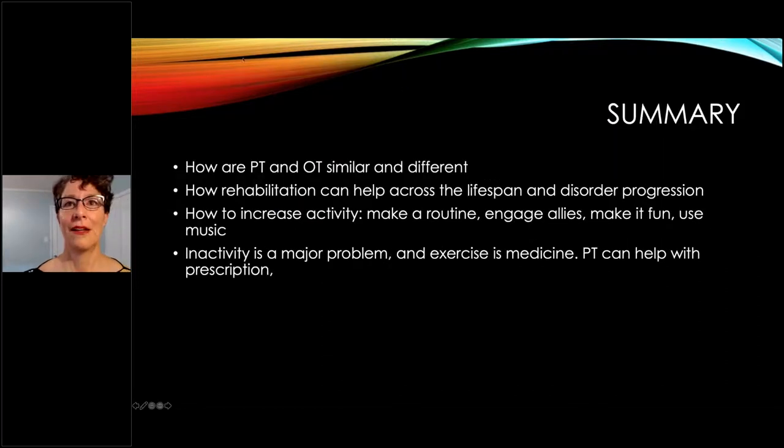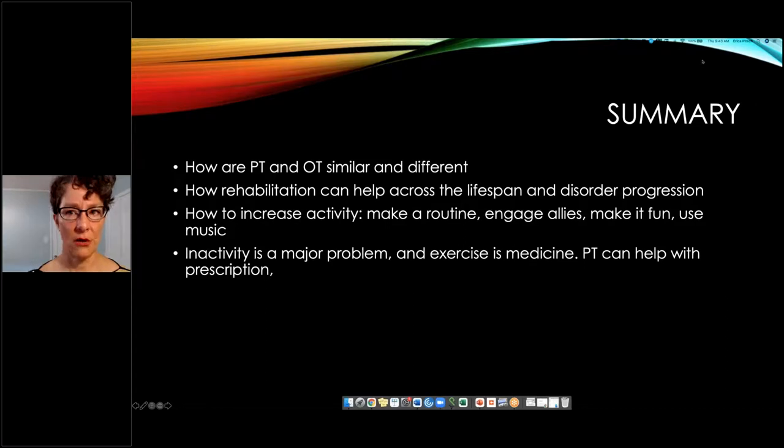Okay, whew. So I had to start speeding up there. So summary, we talked about how PT and OT are similar and different. Both are rehabilitation professionals, OT with activities of daily living, PT with functional mobility and level of independence, and how rehab can help across the lifespan of the disorder, with exercise, with habit, with equipment, ways to increase activity, make a routine, engage allies, including pets, using music, finding things that are fun and motivating. And so the big take home too is lack of activity is a major problem and exercise is medicine. So using physical therapy can help you find the way to do that most effectively.